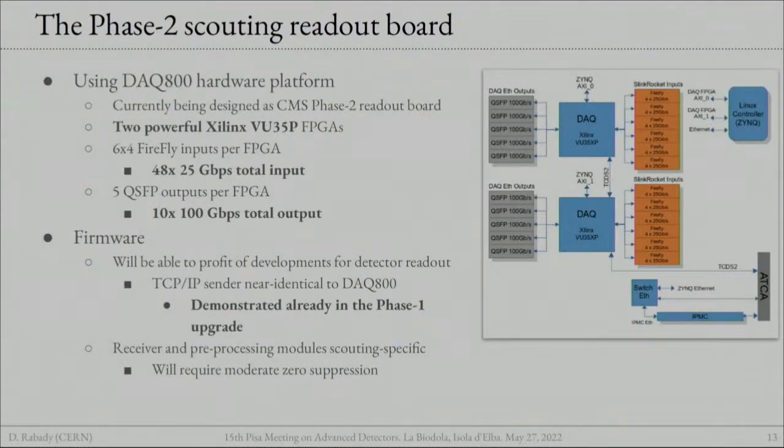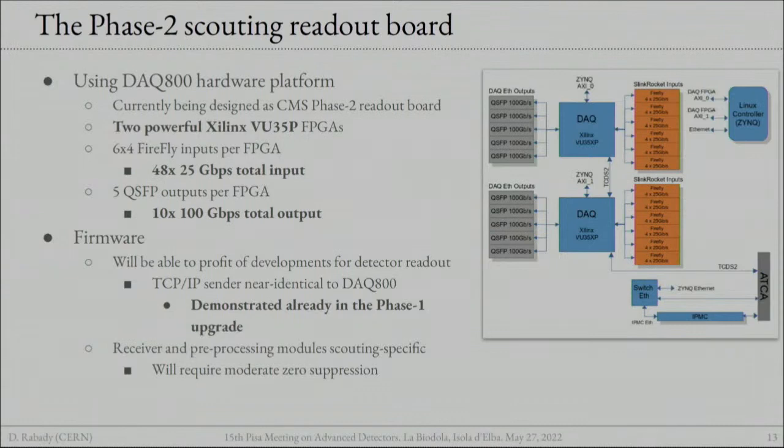We've identified a candidate for the scouting readout board. This is planned to be the DAQ800 hardware platform. It is currently being designed as the CMS readout board. It hosts two powerful VU35P FPGAs from Xilinx, and has about 1.2 gigabit per second total input and 1 gigabit per second output.